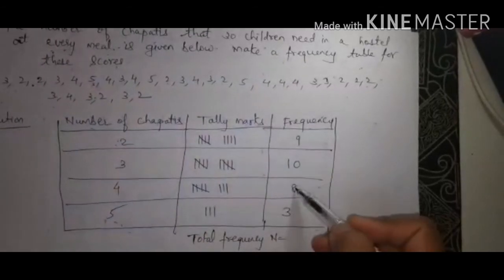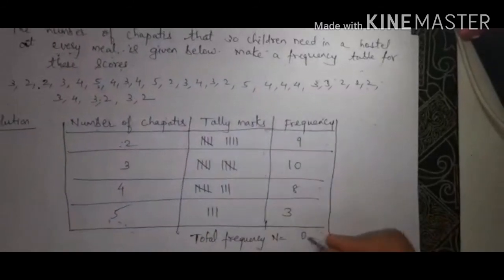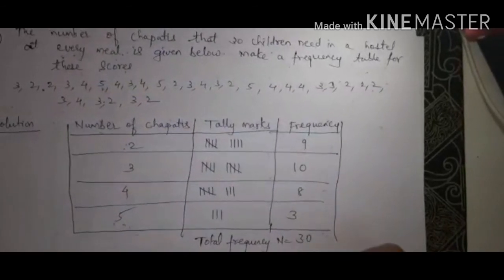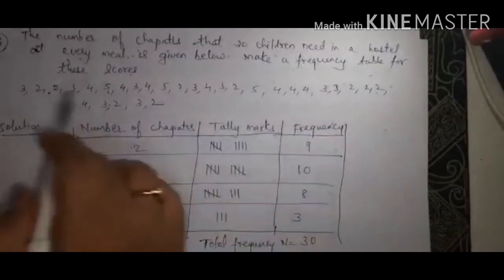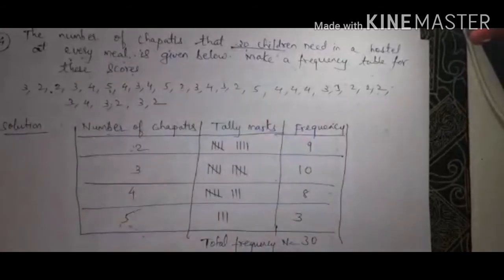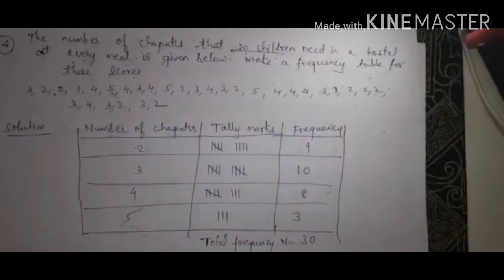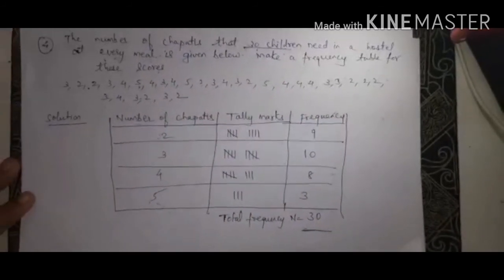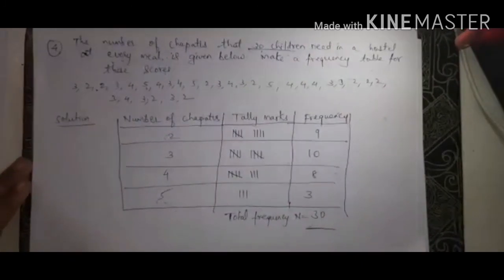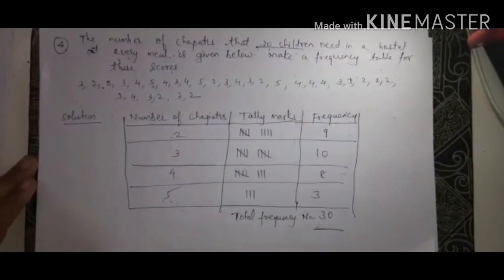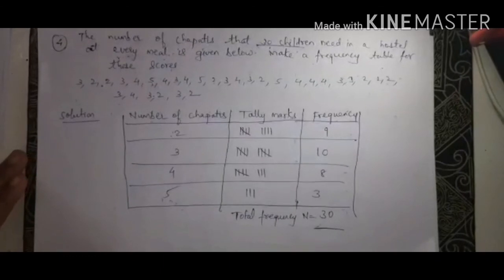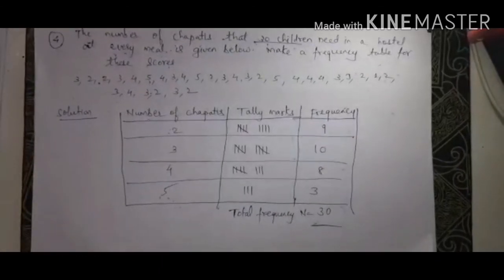So add it. 9 and 8, 17, and 3, 20. 2 carry 2 and 3. So this is 30. So this is 30 children only. Answer is correct. So here we have finished our statistics chapter also. Please practice in your book all the chapters which are coming for your exam very well.